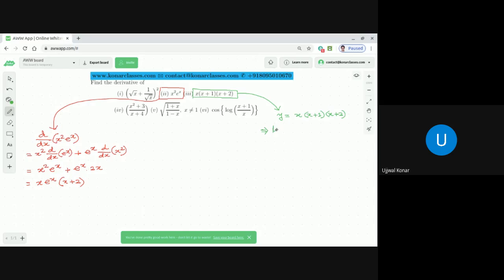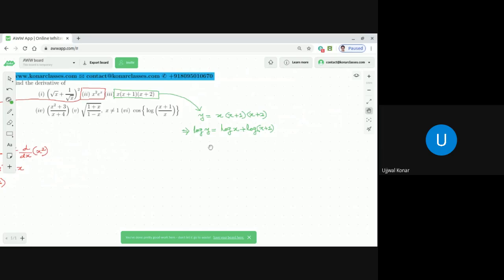So this implies what? Log of y should be log of x into x plus 1 into x plus 2. So now think about the log formula. That should be log of x plus, product rule, no? You able to recall, dear students? Log of m into n is equal to log m plus log n, correct?